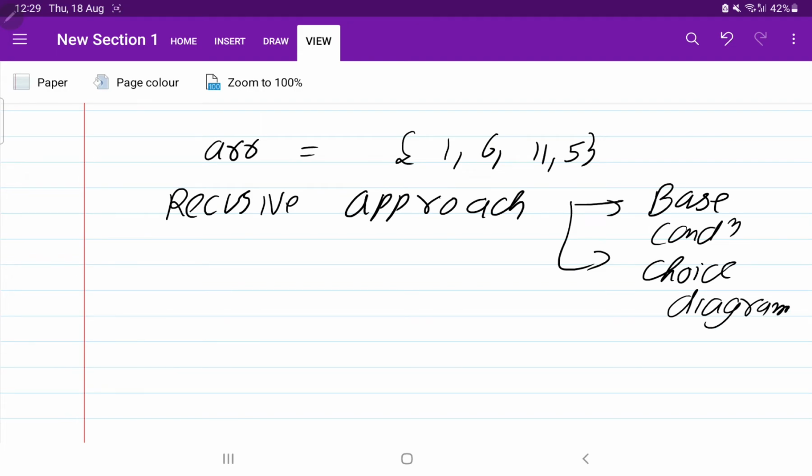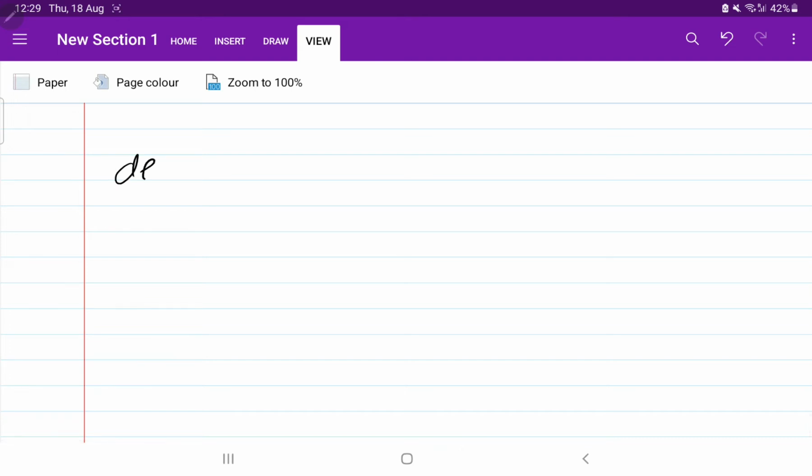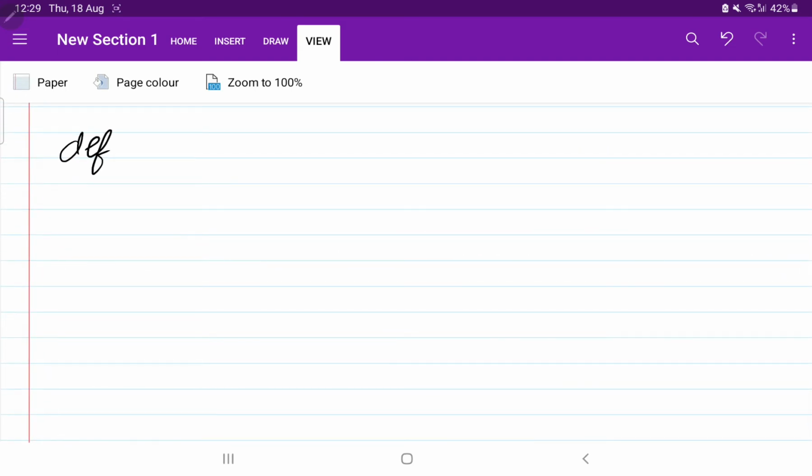Okay, so first of all let us define the function. Let's say I am writing the code in Python, so I am using the keyword def. If you are using C++, we are going to return an integer, so you can write int here. But as I am using Python, I am going to write def. Then I am going to write the function name: find minimum. This is the function name.